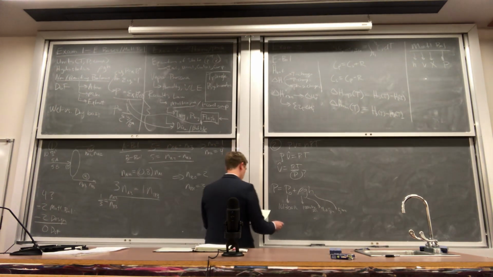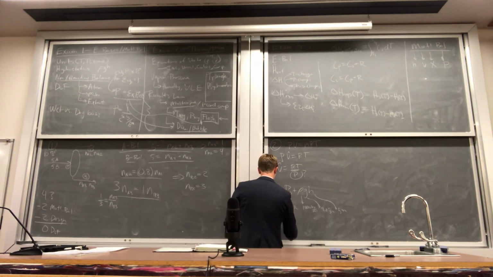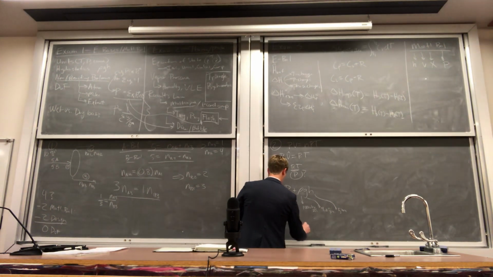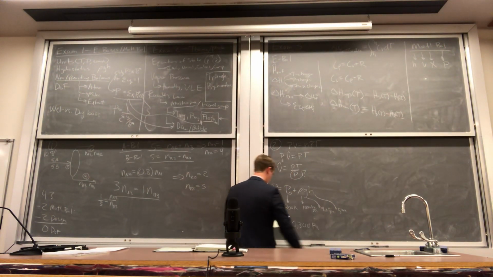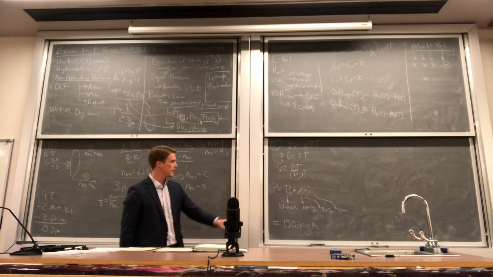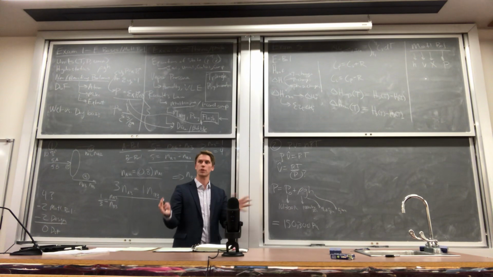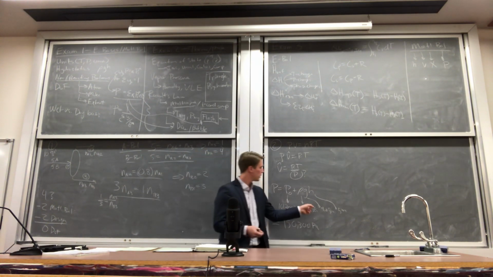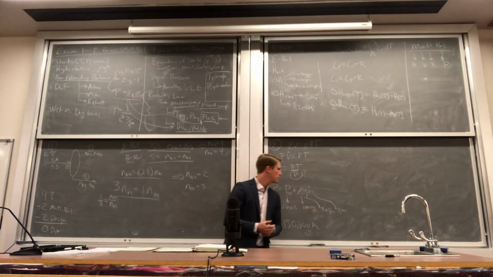Okay, we put this all together. Our pressure is 150,300 pascals. If we use SI units, it all works out. Right? These three things multiplied together give us a pascal.